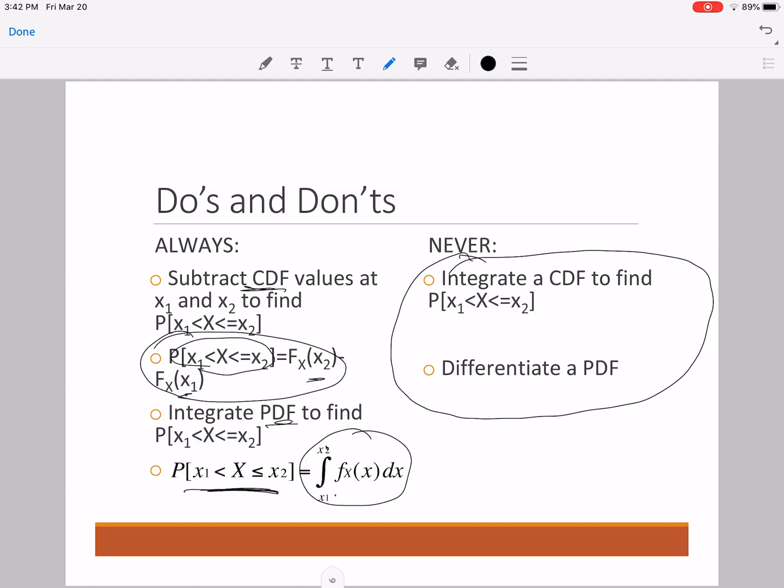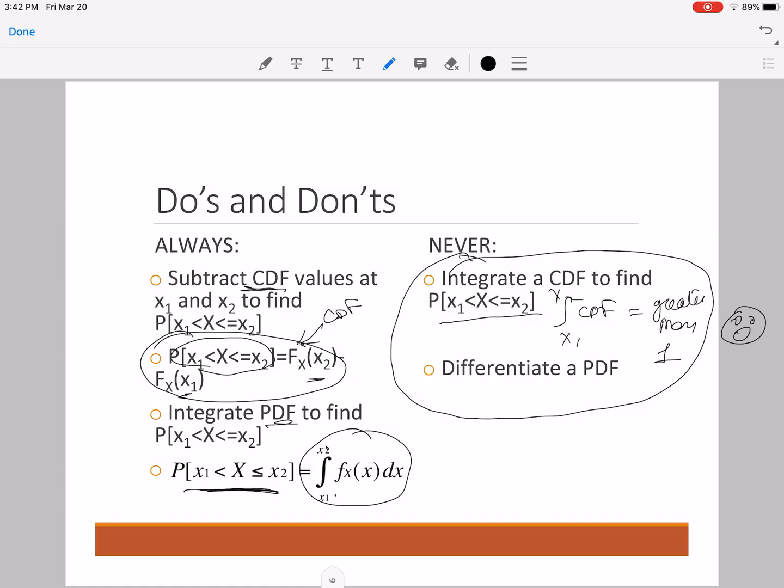For example, I was presented a CDF and I was asked to calculate the probability that x was greater than x1 but less than or equal to x2. Now, I did not remember this property of the CDF as to how to evaluate the probabilities using the CDF. So what I ended up doing was I integrated the CDF from x1 to x2 and I got a number which was greater than 1. Now this can never happen.